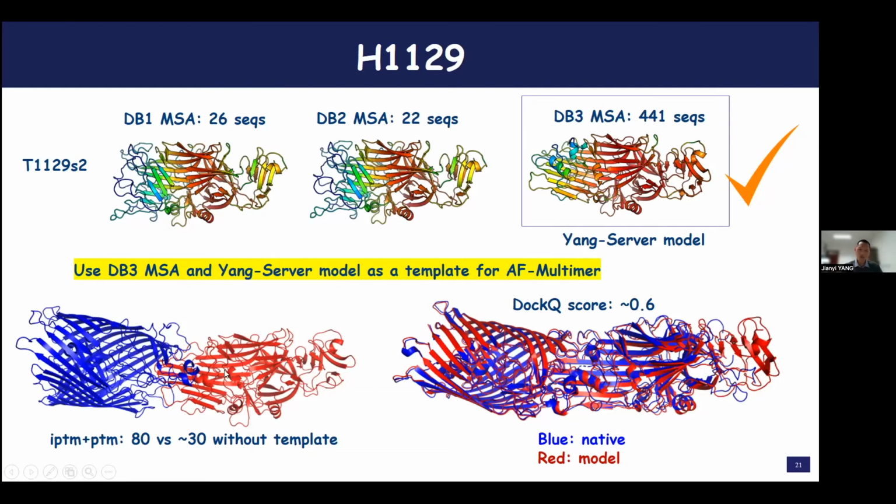multimer. And we also use this multimer model as a template. If we don't use this template, it's still not good. So we use both this template and this MSA as input for AlphaFold multimer. Then we can get a predicted score of 80-something compared with 30 for the default one. So you can see the model is very accurate by doing these two processes.